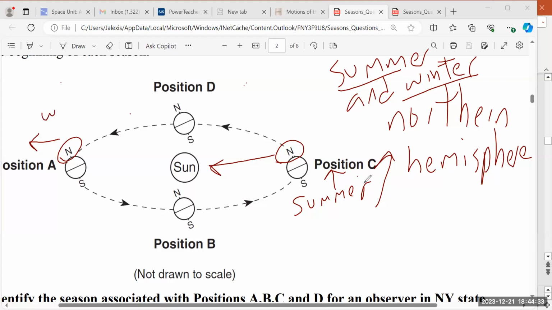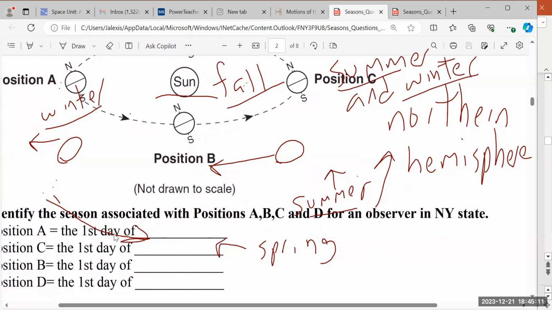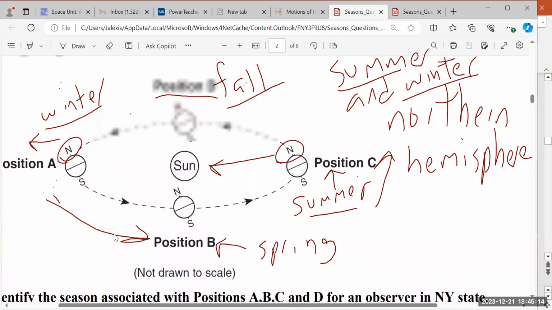So which season is position A? The beginning of winter. Now we know that it's going counterclockwise, right? So if winter is here, what season is next? What's after winter, everybody? Position B will be spring. The first day is spring. And then if position C is summer, what season starts at position D, everybody? That's correct. It is fall. And it just says identify, so that's exactly what we did.